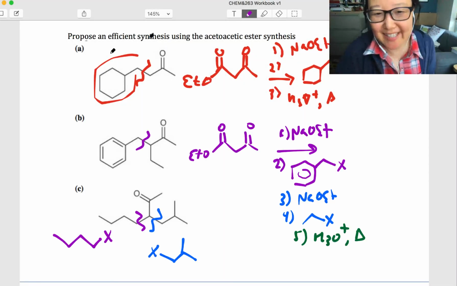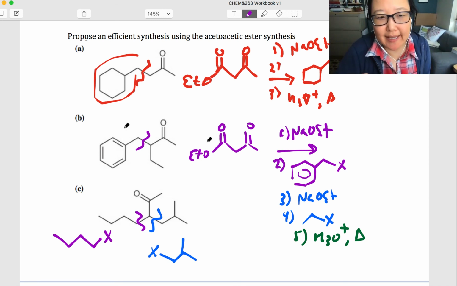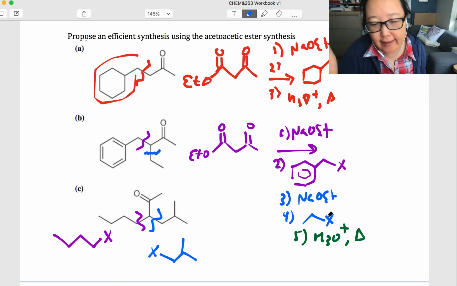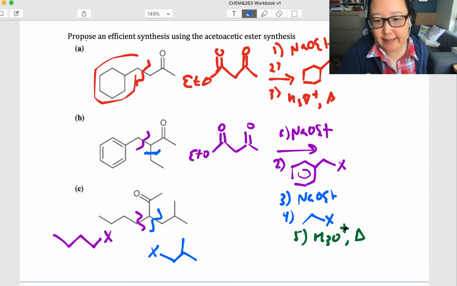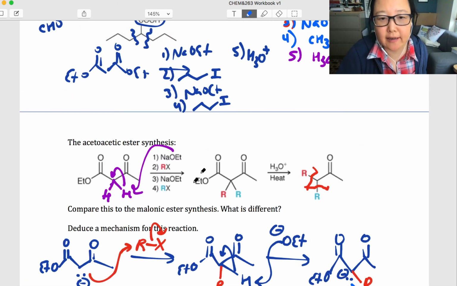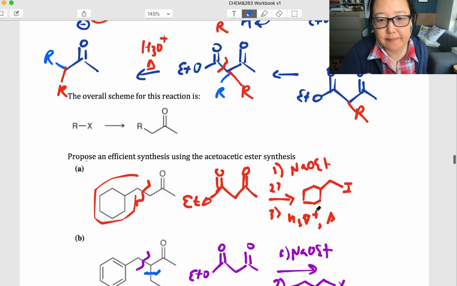All right, so for this next part, I start with ethyl acetoacetate. I use the base. I use this as my R group here. This is a benzyl bromide or iodide. Then I do sodium ethoxide again, and then I have an ethyl group here, so an ethyl halide, and then the acid hydrolysis, hydrolysis with acid and heat to get the carboxylic acid, and then decarboxylate.